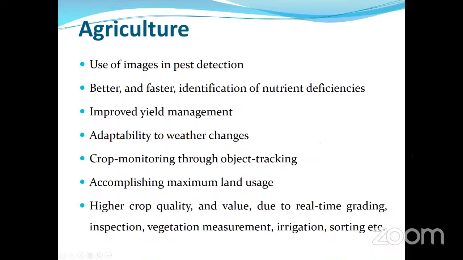Crop monitoring is also available, object tracking is available. So it yields a higher crop quality. We can do real-time grading inspection, vegetation measurement, irrigation, sorting, everything is available. So nowadays, BSc agriculture students are learning Python and they are also learning AI and smart agriculture as one of the papers. This is a potential area.